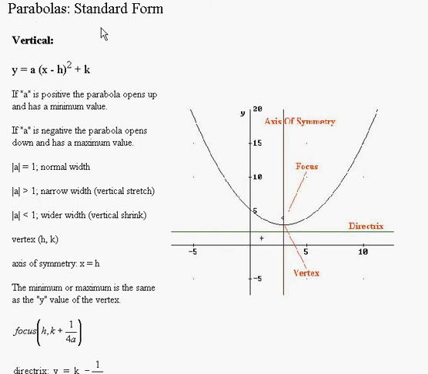We've looked at parabolas before in standard form. So a lot of what we're looking at now is identical. However, there are some new twists and turns that we need to look at.